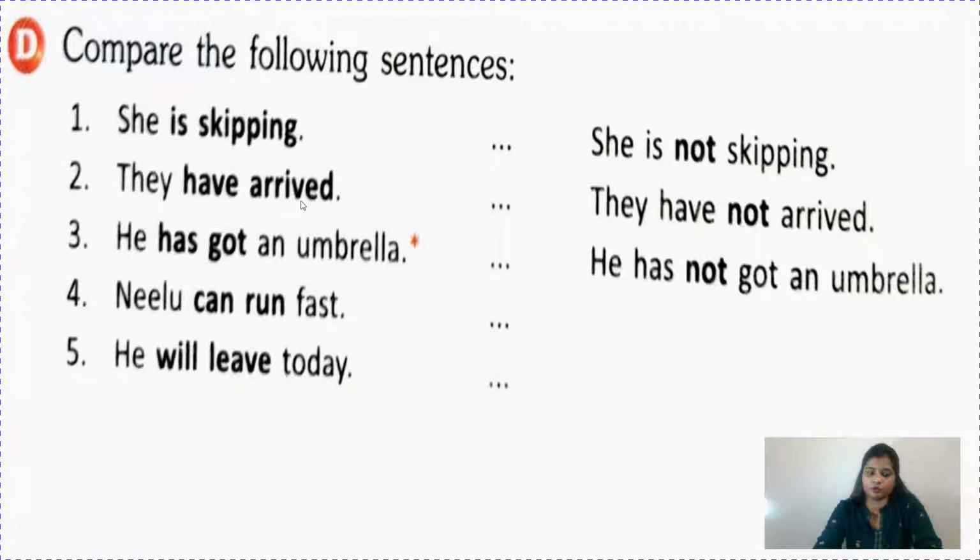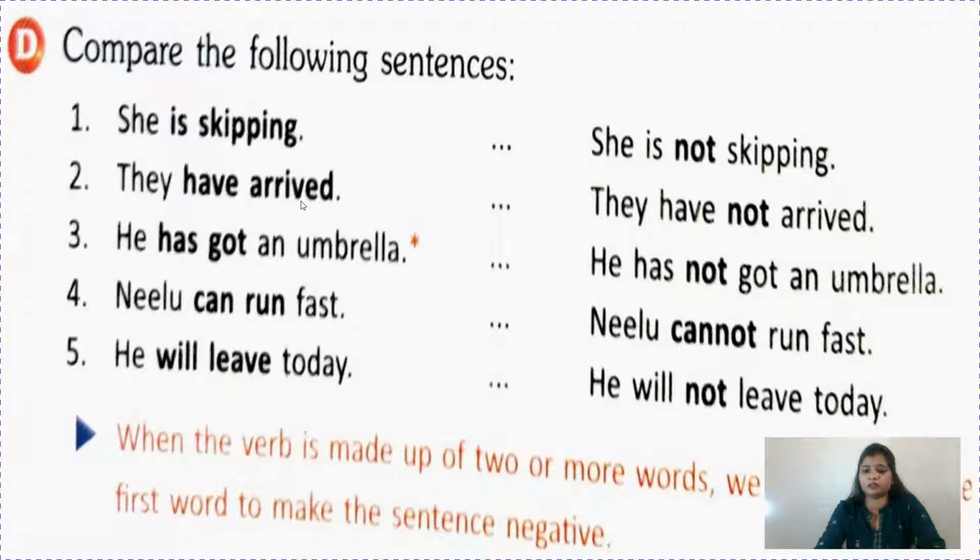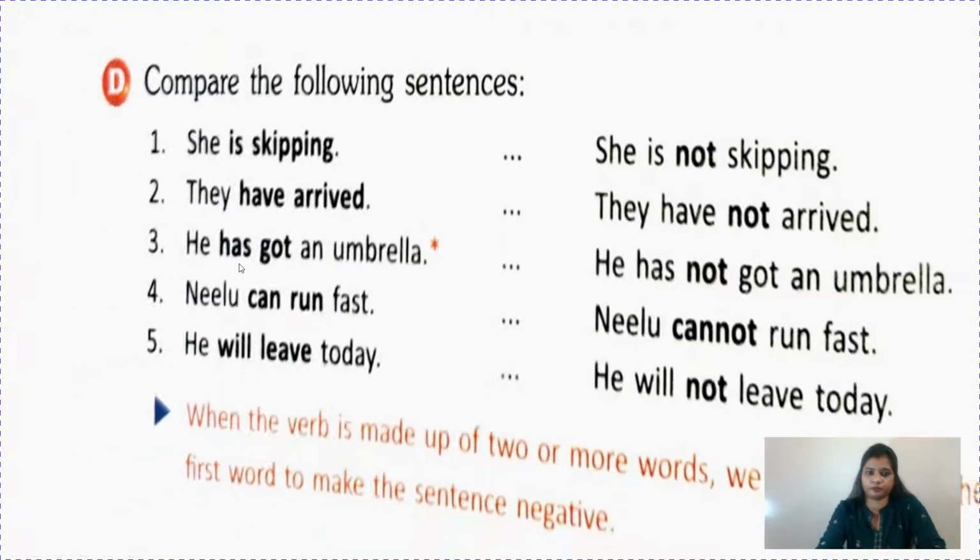See children, we have noticed that wherever we were using has, have or had, we have used no. But here it's written has got. So there are two verbs there. Has is also a verb and got also. So when you see two verbs, then you have to use not. He has not got an umbrella. Neelu can run fast. Neelu cannot run fast. So you can also write he hasn't. Neelu can't. Short form. He will leave today. He will not leave today or he won't leave today. So children, when the verb is made up of two or more words, we put not after the first word to make the sentence negative, like we have done here. He has got, so he has not got.